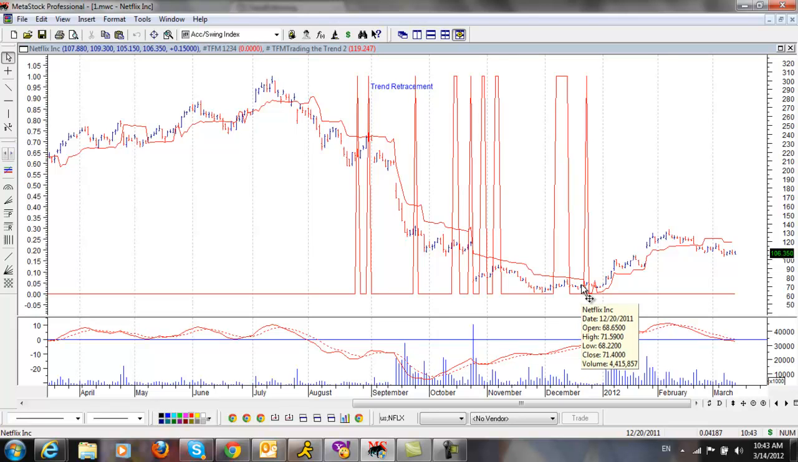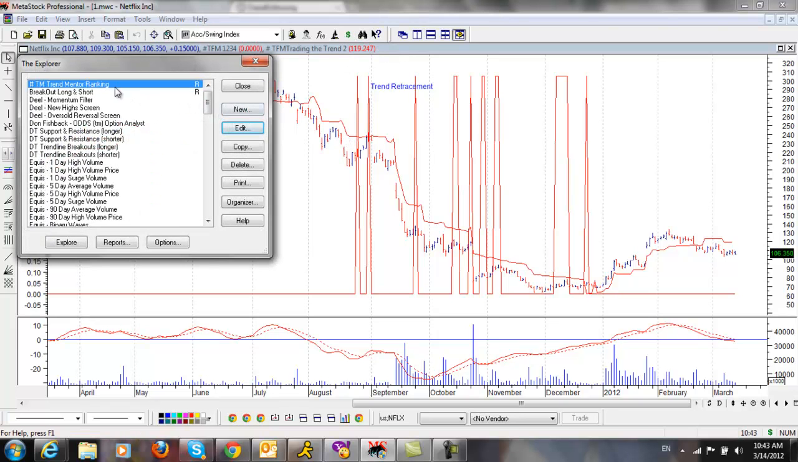This is a rare trade. Most trades aren't as good as this. But let me tell you how you would have identified Netflix using Metastock. Real easy. What you do is go to the Explorer. I actually have an Explorer called Trend Mentor Ranking. So I'm going to hit Explore.